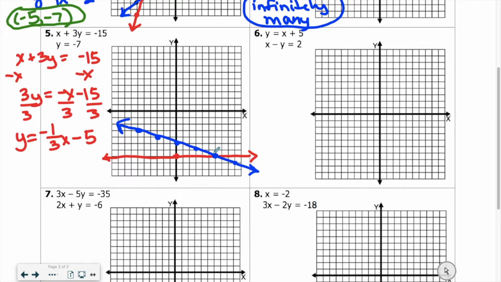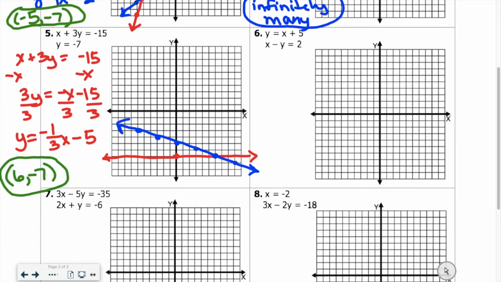So our solution is right here. So we're going to go 1, 2, 3, 4, 5, 6, and that's in the positive direction. And then we go down 1, 2, 3, 4, 5, 6, 7. Let me just check that. 1, 2, 3, 4, 5, 6. Yep. And I know this is 7 because this is the line -7 down there. So this is our solution: 6, -7. Make sure you circle it so that we know that's your answer.